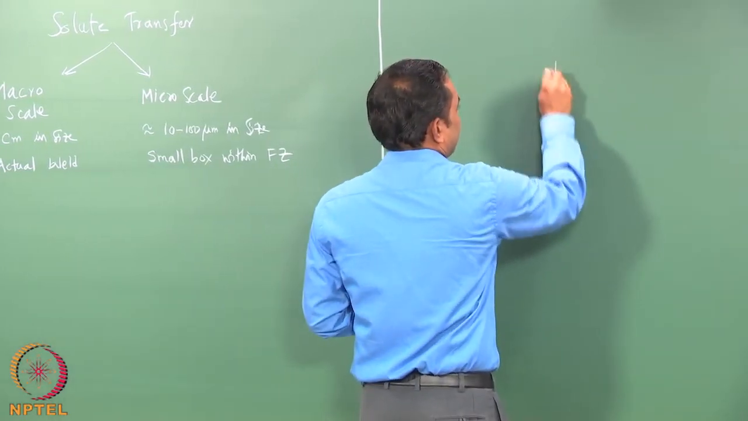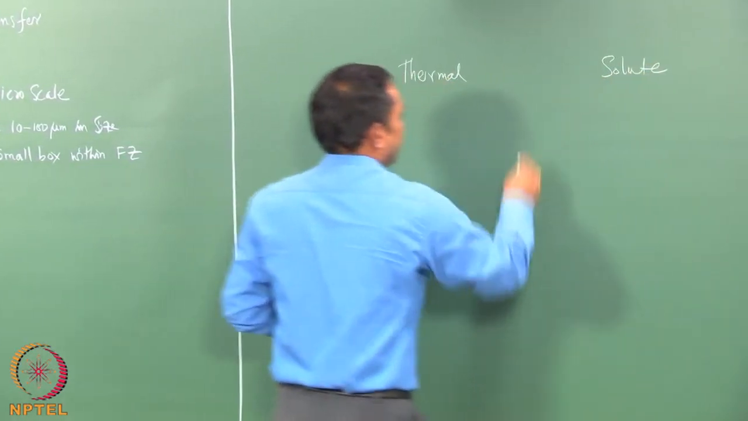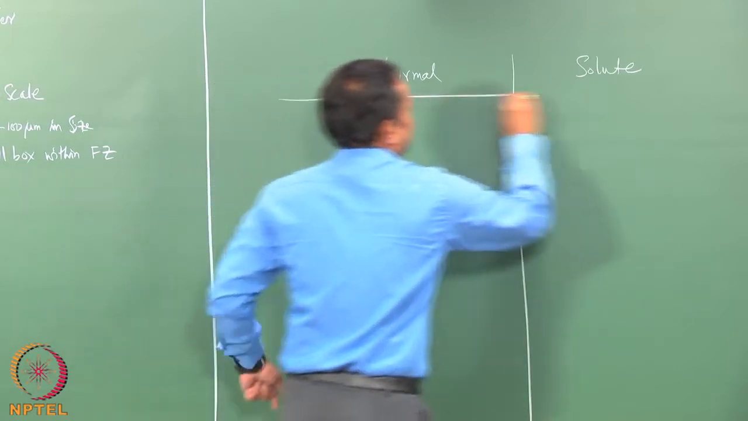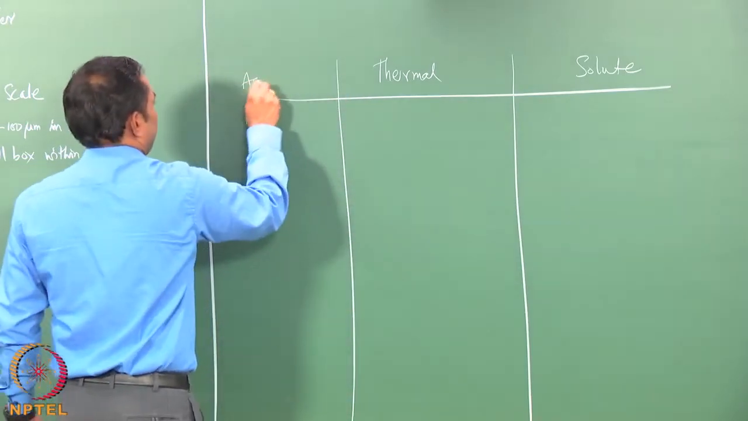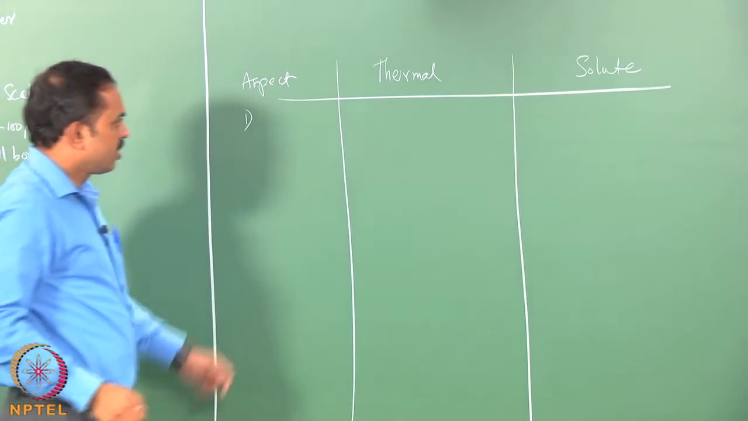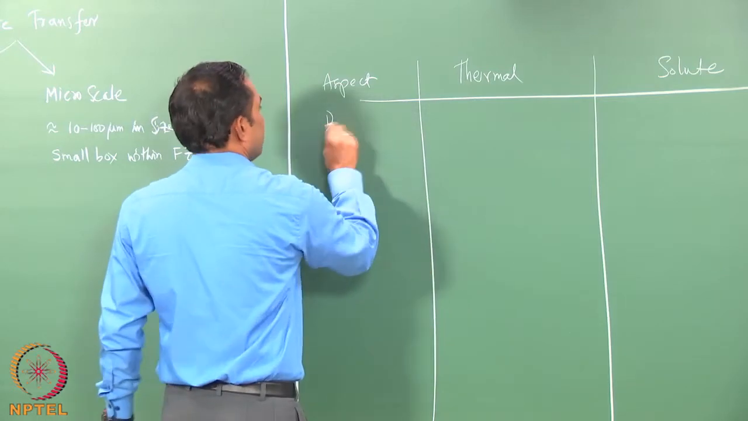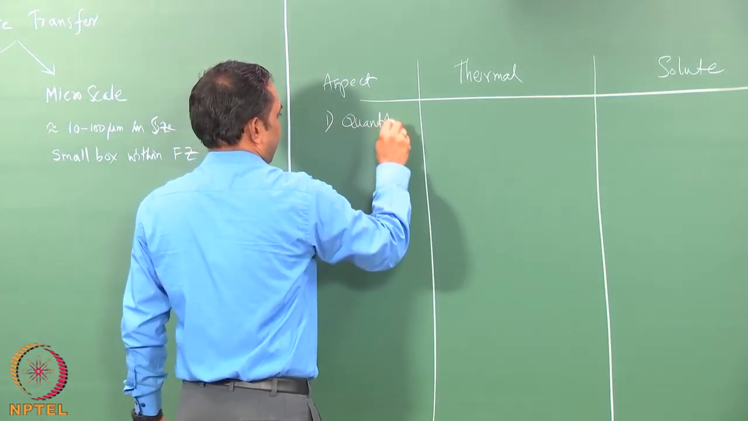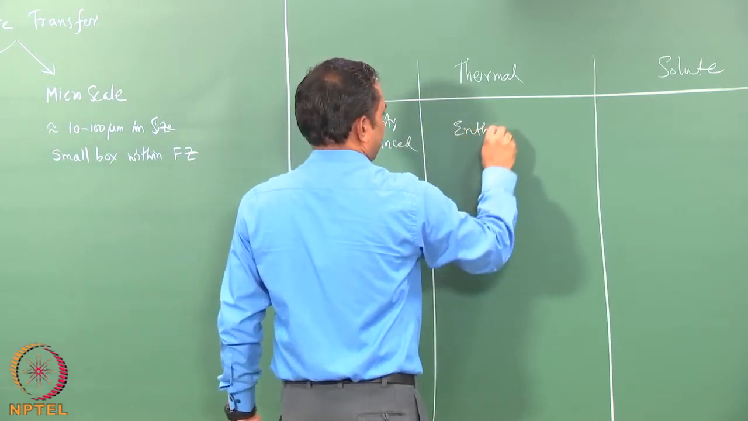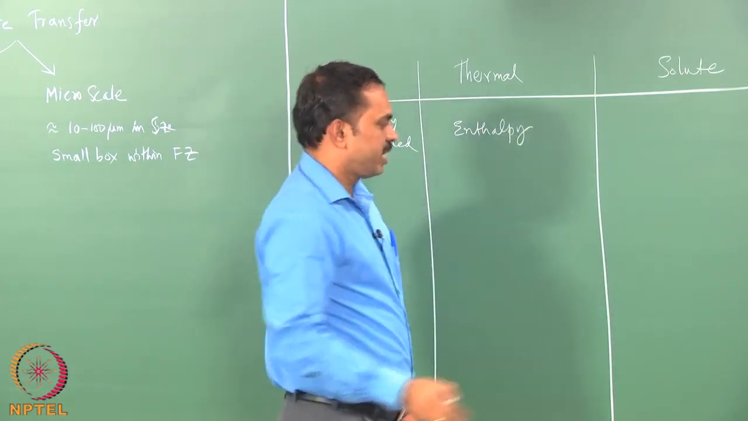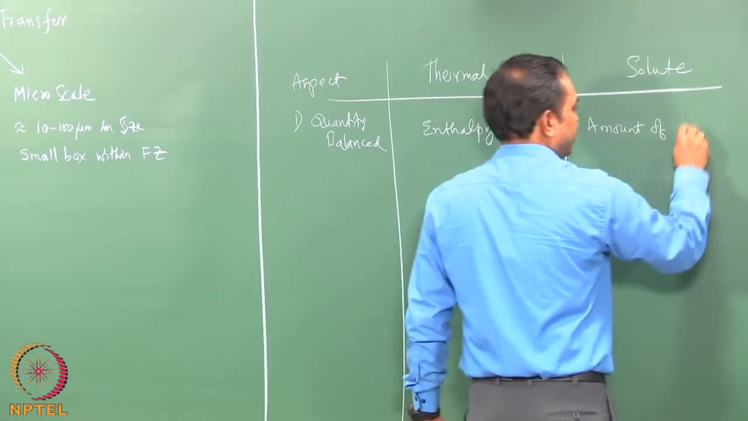So, the idea is as follows: in thermal and in solute we are going to compare aspects, and we will do it step by step. The first aspect is what it is that you are trying to balance in the thermal model as well as in the solute model. So, the quantity balanced, in this case it would be the enthalpy, and in the case of solute transfer we are trying to balance the amount of a particular species.